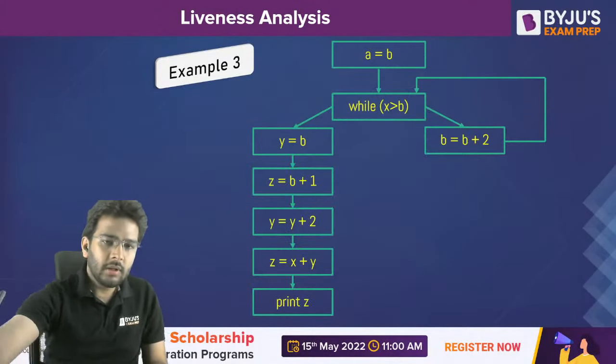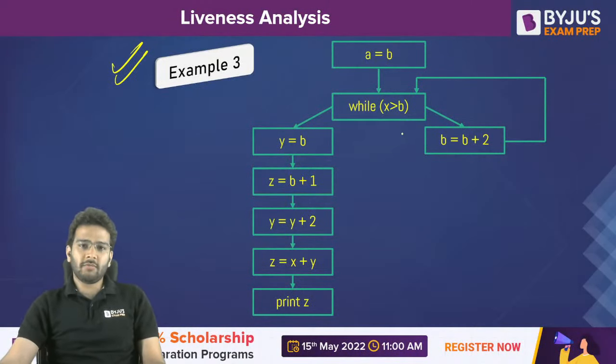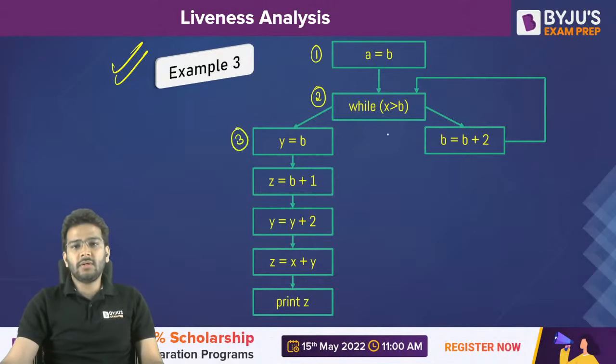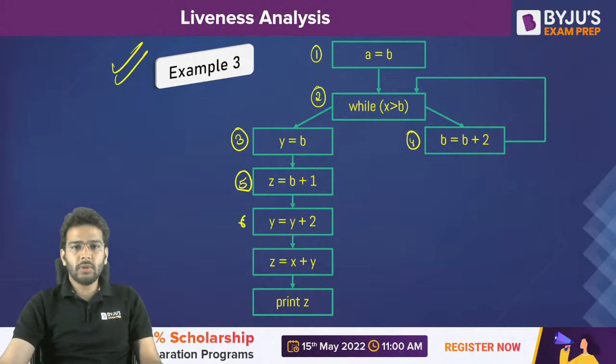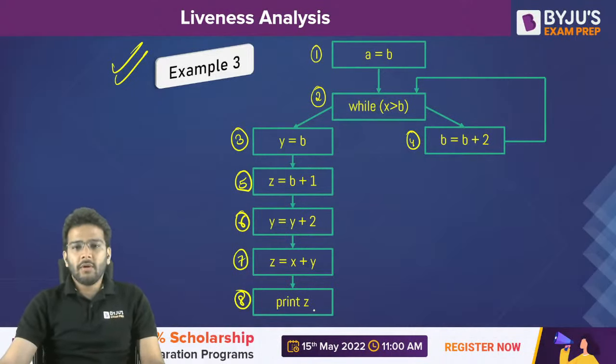Okay, let's see this one now. Example 3. And now if you see, we have a loop here. We have a while loop here. So carefully observe this. Let me number this. Let's say this is first, this is second, this is third, fourth, fifth, sixth, seventh, and eighth. Fine. So let's say we have 1 to 8 so that we can easily name them. Fine. So here we know this, it is going to be 5 because downwards we are not having anything.